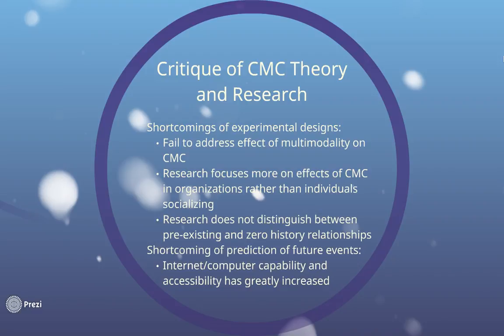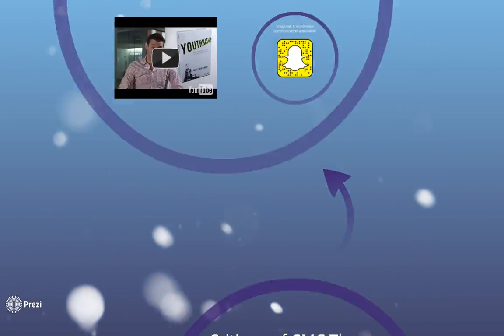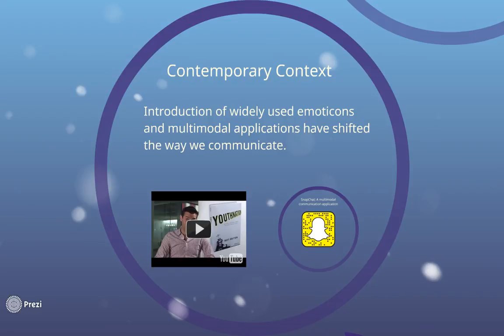As an objective theory, CMC should make some prediction of the future events on the subject. CMC research is limited in this aspect as technological capabilities and internet access have greatly increased since the inception of the theory. To begin to address these shortcomings and to adapt the theory to better suit a contemporary context, it is important to understand the current landscape of CMC.